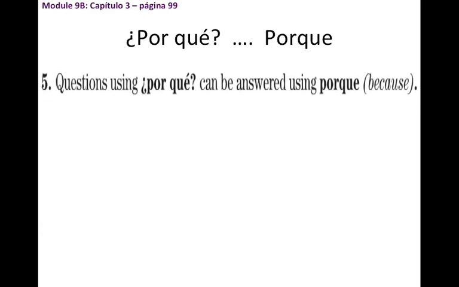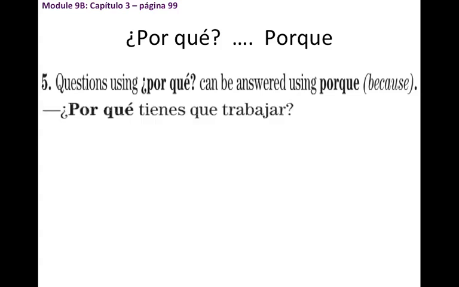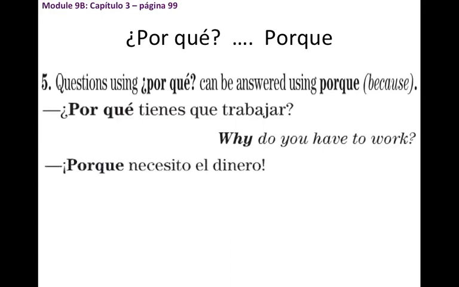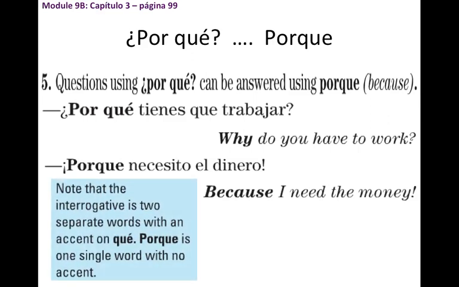And let's take a look at por qué. Notice por qué as a question is two words with the accent over the E. And porque as a response, because, is one word contracted together. So questions using por qué are answered using porque. Let's take a look. ¿Por qué tienes que trabajar? Why do you have to work? Notice the por qué as an interrogative is two words, accented E. The response, porque necesito el dinero. Because I need the money. Note that the interrogative is two separate words with an accent on the E. Porque is one single word with no accent.